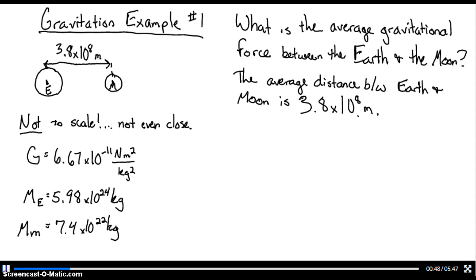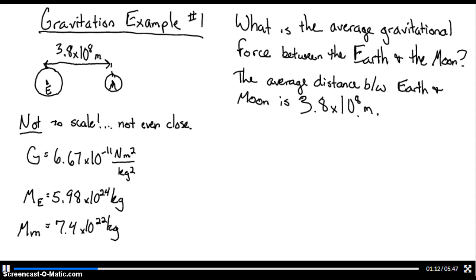Some other things, we know that the gravitational constant is 6.67 times 10 to the negative 11th. The units on that are newtons meters squared over kilograms squared. We won't go into the derivation of that, but those are the units for that particular constant. The mass of the Earth is 5.98 times 10 to the 24th kilograms, and the mass of the Moon is 7.4 times 10 to the 22nd kilograms.